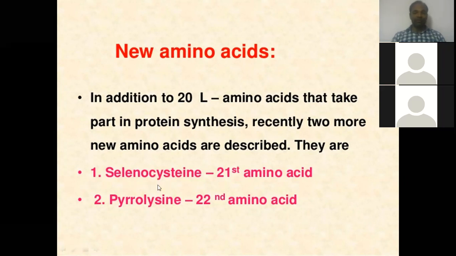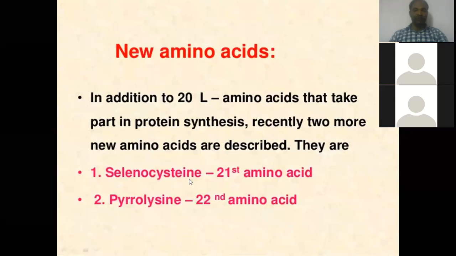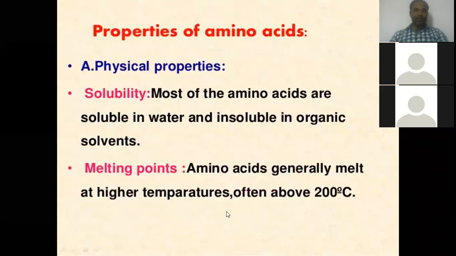You can keep in mind, or note down, which two new amino acids were discovered besides the 20 amino acids. The first one is selenocysteine. It is the 21st amino acid. And the second one is pyrrolysine, which is the 22nd amino acid. So you have a total of 22 amino acids which take part in the process of protein synthesis.